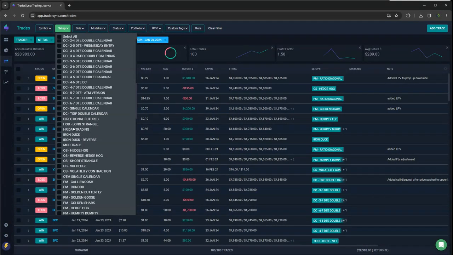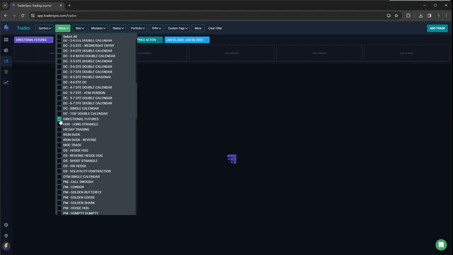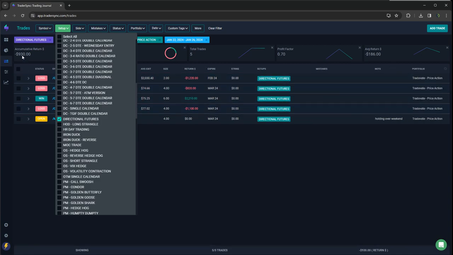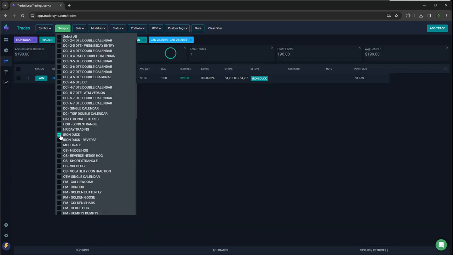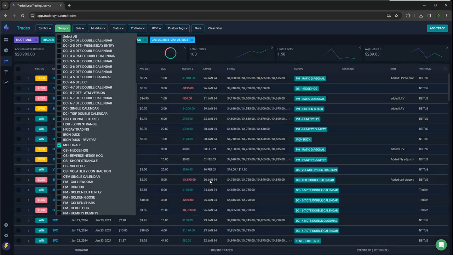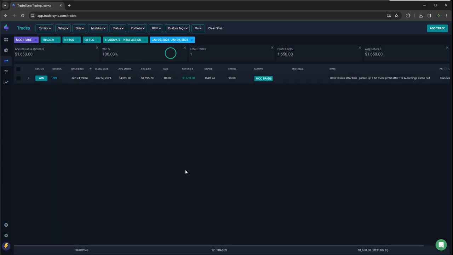And then let's see, directional futures. I was a little bit red, minus 930 on my directional future trades this week. Iron Ducks, just closed one out for a $190 winner. MOC trade. I put the mini course in our day trading course channel. I've only had one opportunity since I put that out, and it was this one. So plus 1650 on that market on close imbalance trade.